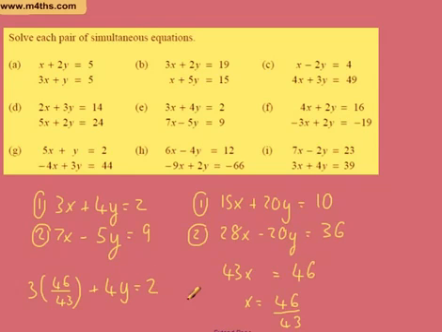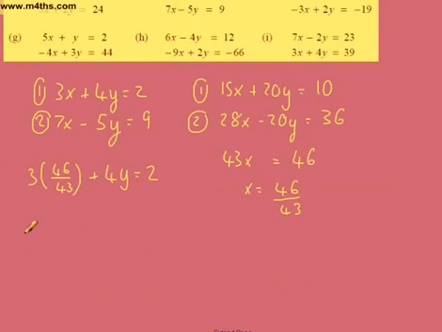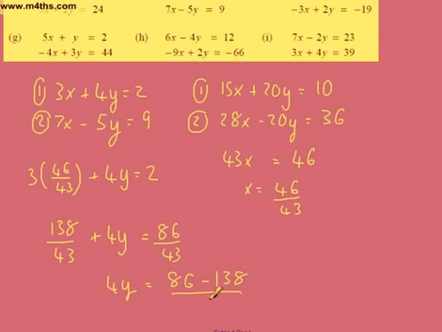And we can now solve for y. And this one is really messy. It's probably not a good one to choose. So what we've got now, that's going to give me 138 over 43, plus 4y. This really is quite messy, isn't it? And then I'm going to put this over 43 as well. So that's going to be 86 over 43. So 4y is going to equal 86 minus 138 over 43.